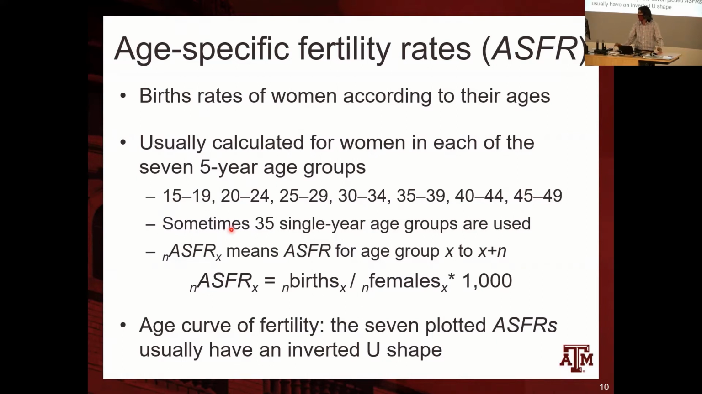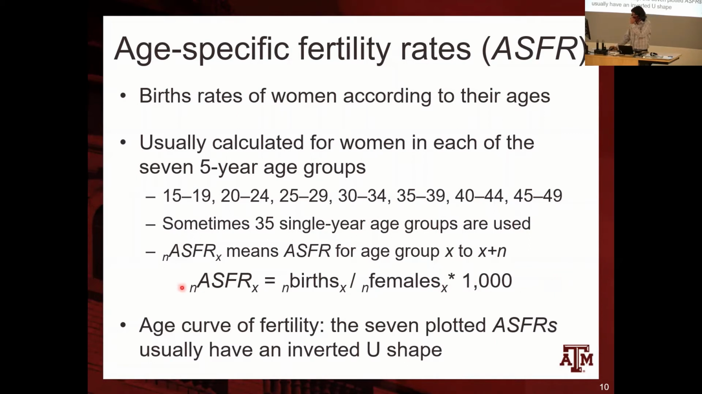Sometimes some countries might even calculate a single-year rate. So you would get the number of births of women who are 15 divided by women at the age of 15. You could calculate single-year age groups for all these 35 ages from 15 to 49. But those rates usually are not reliable, because when people report their ages, it might not be so precise. So that's why it's better in this case to group the ages in these 5-year age groups.